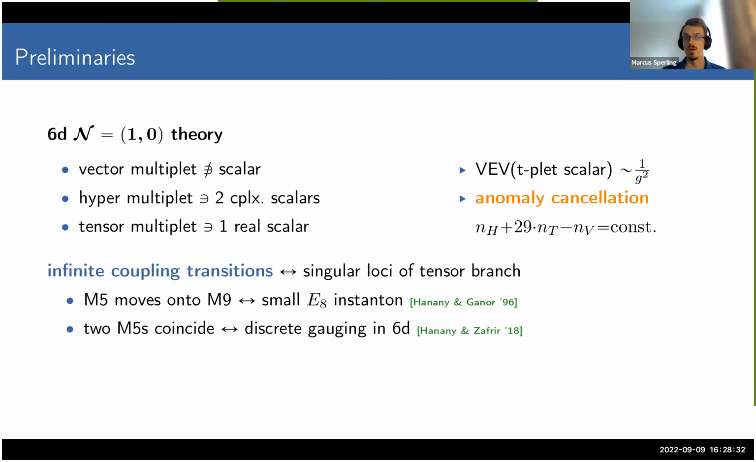Right. Also, just to remind everyone, there are some anomaly cancellation conditions in 6 dimensions. You can have a tensor multiplet without having a gauge multiplet. That's perfectly fine. But you cannot have a vector multiplet without a tensor multiplet. So as soon as you have a vector multiplet, you also have to have a tensor multiplet, but not the other way around.